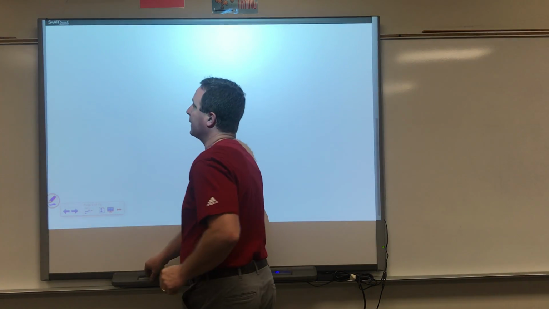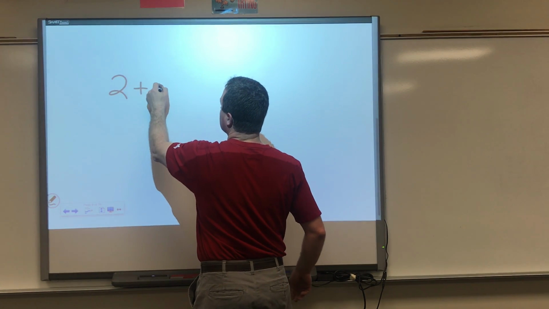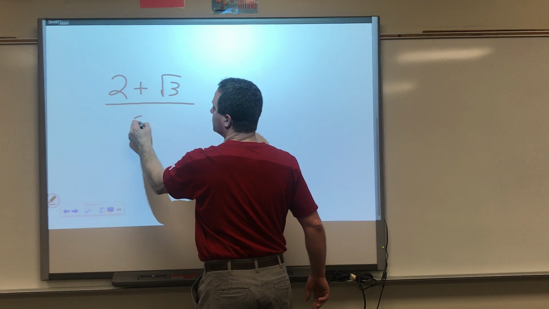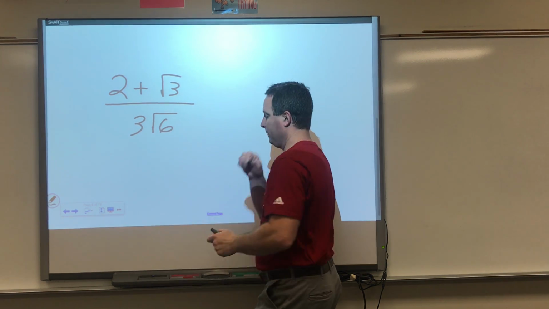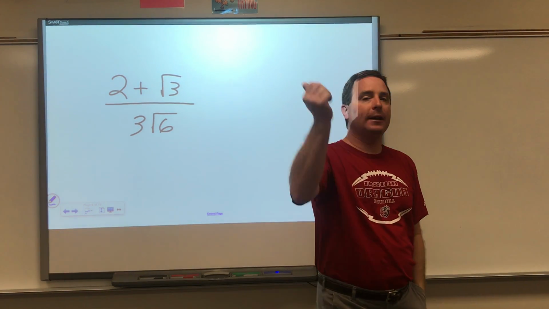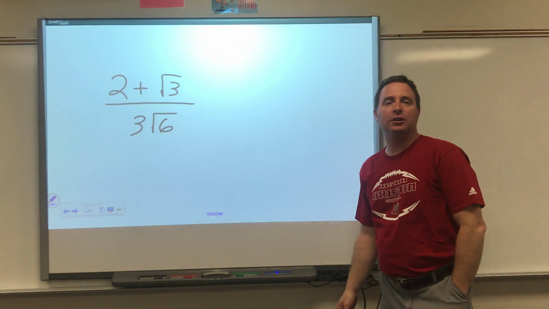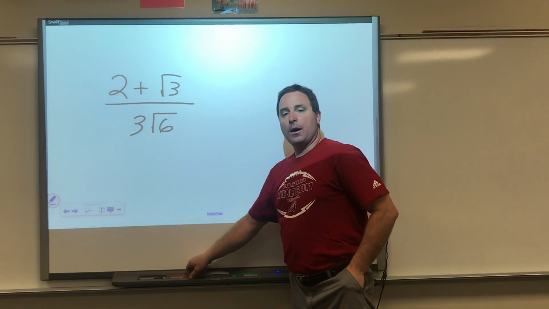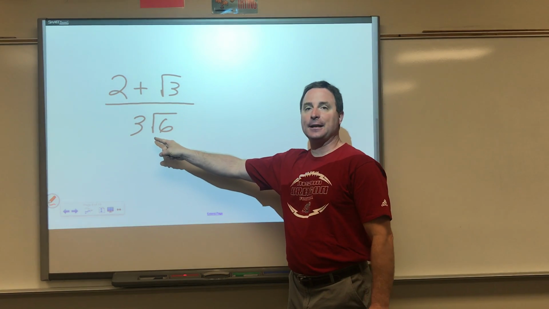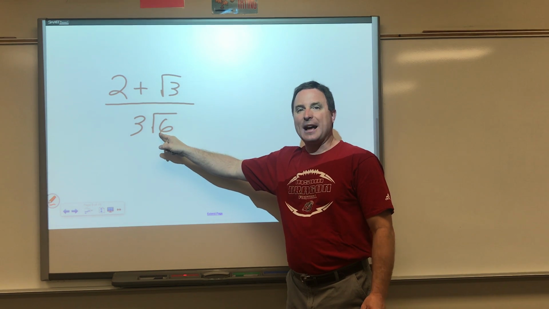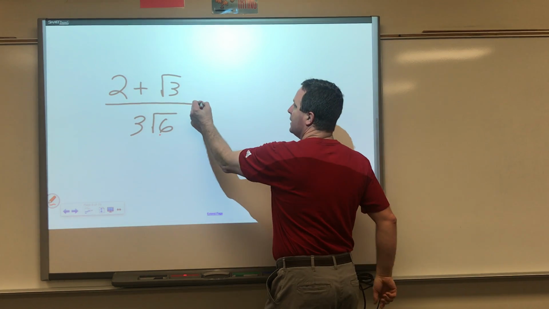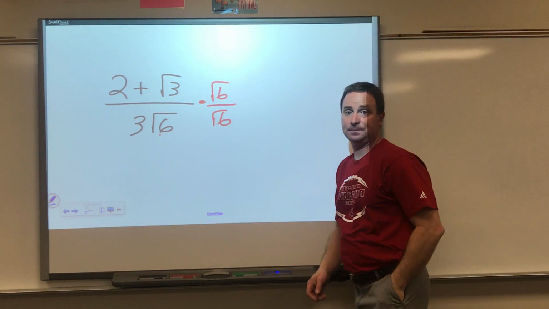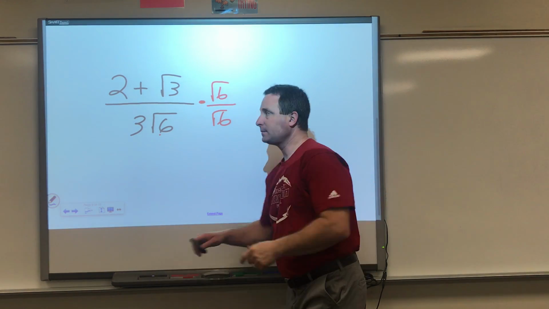What if I had one where the numerator had a little bit more to it than just a single term? Instead of a monomial, what if the top is a binomial? Well, I don't care about the top right now. Let's look at the denominator. And the bad thing about the denominator is there's a radical there. Can't have it. So let's get rid of it. So I'm going to multiply the top and the bottom just by the square root of 6 over the square root of 6. I can do that.